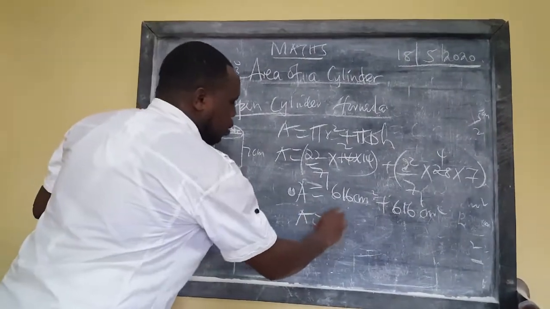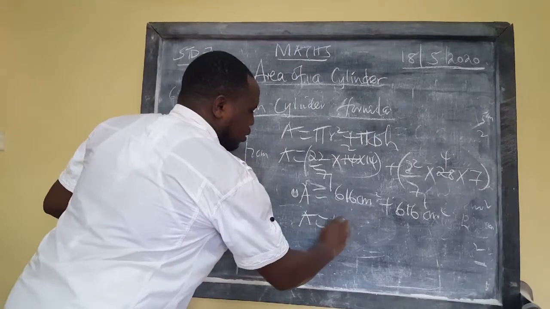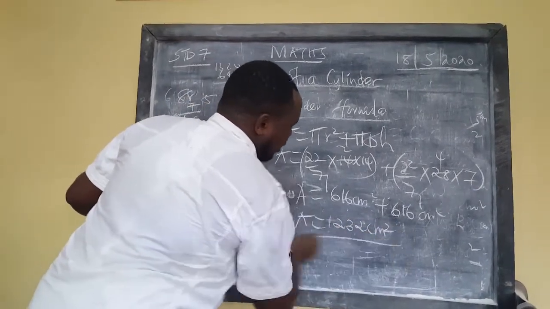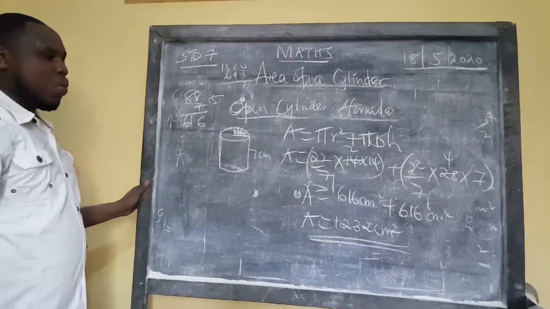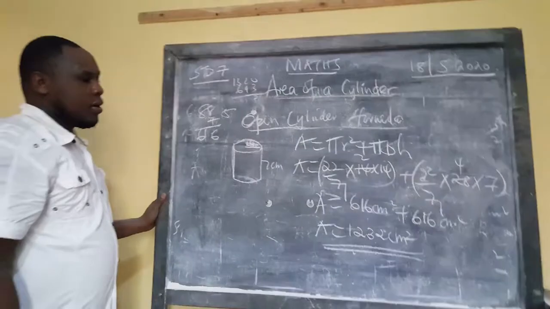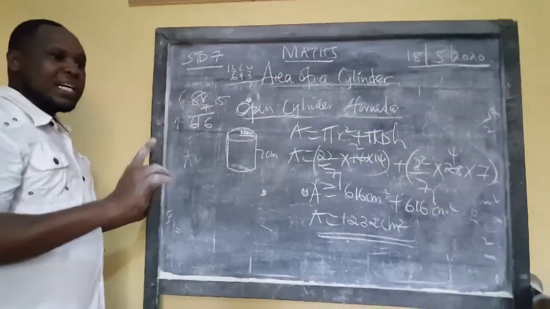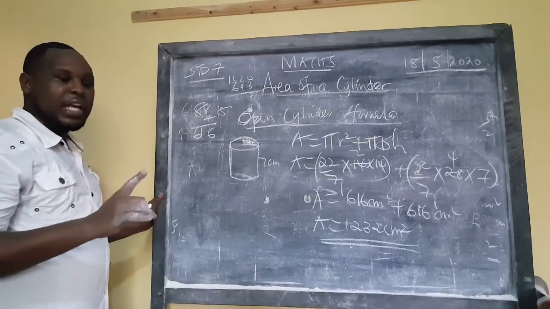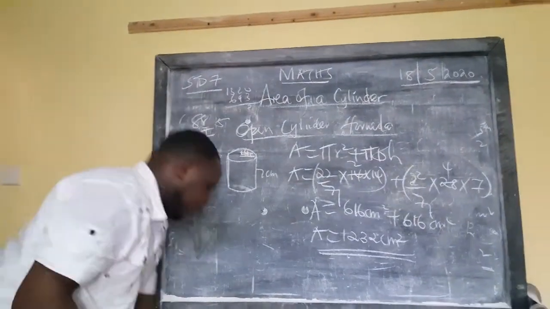Area is equal to 1232 centimeters squared. The total surface area is going to be 1232 centimeters squared. So very, very important, learner, you must be able to get the formula right. If you begin with the formula right, you are going to get the question also right.